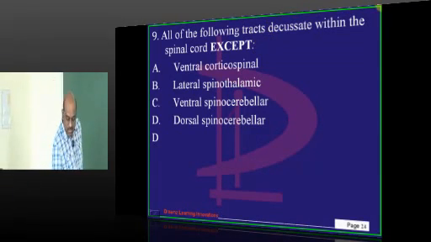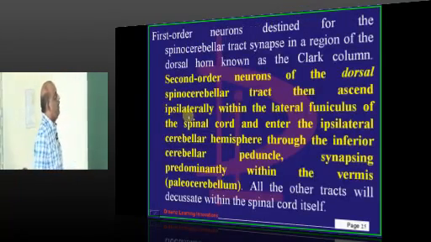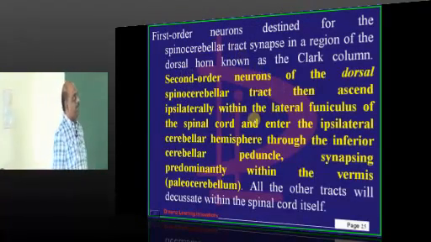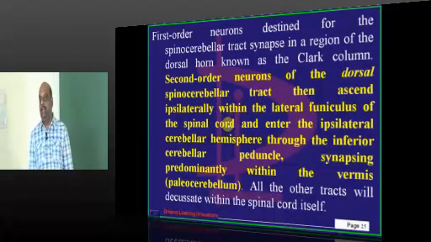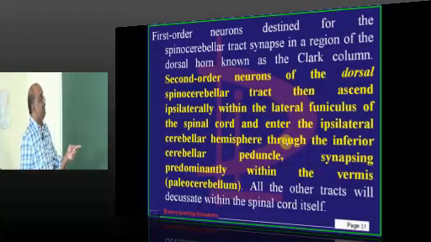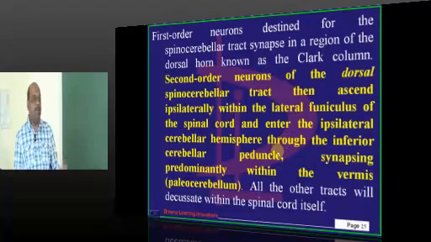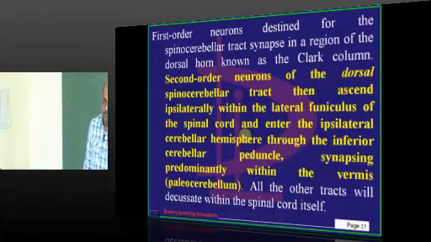Now, which tracts do not decussate in the spinal cord? You have the spinocerebellar tract. The second order neurons of this tract will ascend along the spinal cord, reach the ipsilateral cerebellar hemisphere through the inferior cerebellar peduncle and synapse ultimately in the vermis of the cerebellum.